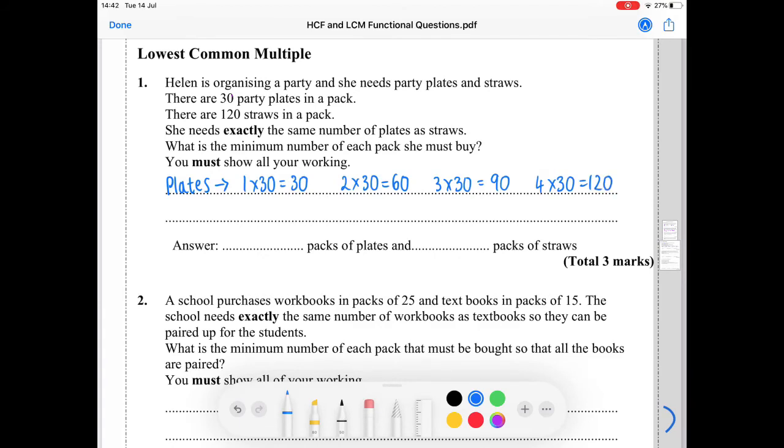Now I'm going to stop there. And if we go to straws now, 1 packet of straws is going to be 1 times 120, which is going to be 120, and that matches up with 4 lots of plates. Okay, so that's going to be my lowest common multiple because that's the lowest amount of straws that I could possibly get, and then that matches up with the number of plates. Okay, so I want 1 packet of straws and 4 packets of plates. So my answer is going to be 4 packets of plates and 1 pack of straws.